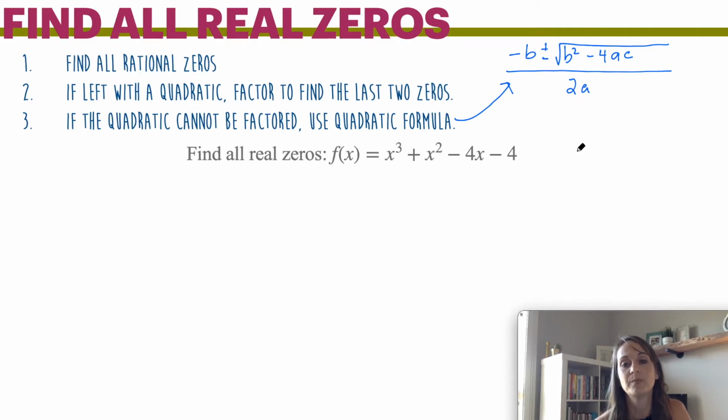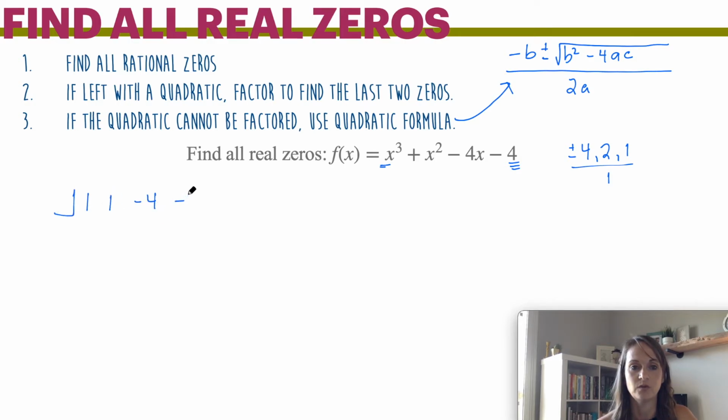Well, we know all the possible zeros are going to be any factor of 4, which is 4, 2, and 1, divided by the factors of 1. So we're looking for 4, negative 4, 2, negative 2, and 1, negative 1 as our possible zeros. We know that the coefficients are 1, 1, negative 4, and negative 4. So I like the number 1, so I'm going to attempt the number 1 and see if it works.